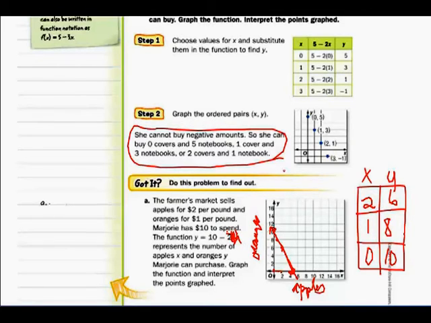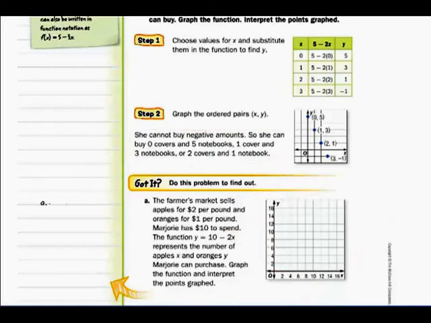And not everyone's going to pick the same numbers here, but they are all going to be pairs that are on that line. All right? They're all going to be pairs on that line. So with that, we are moving on. Now let's go to the next page.